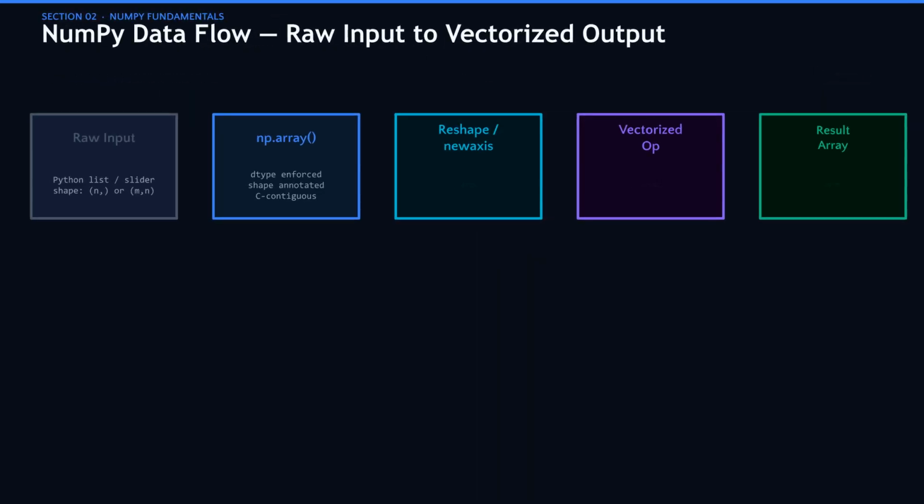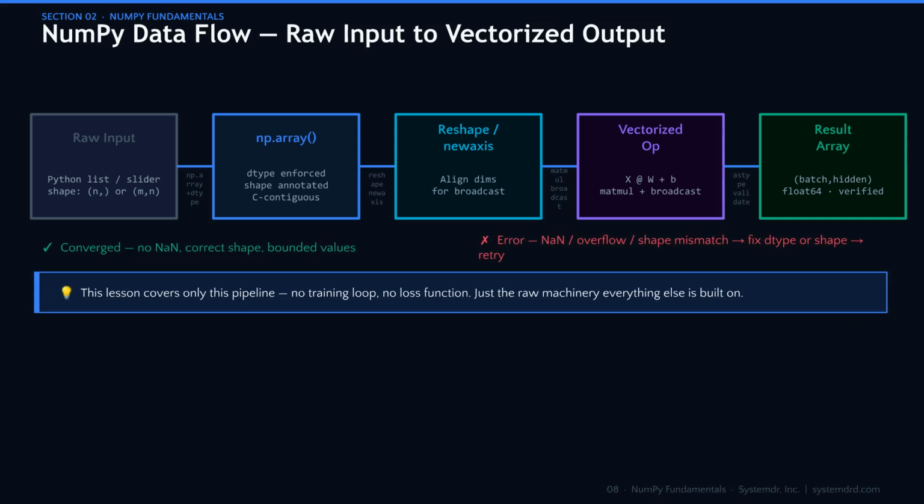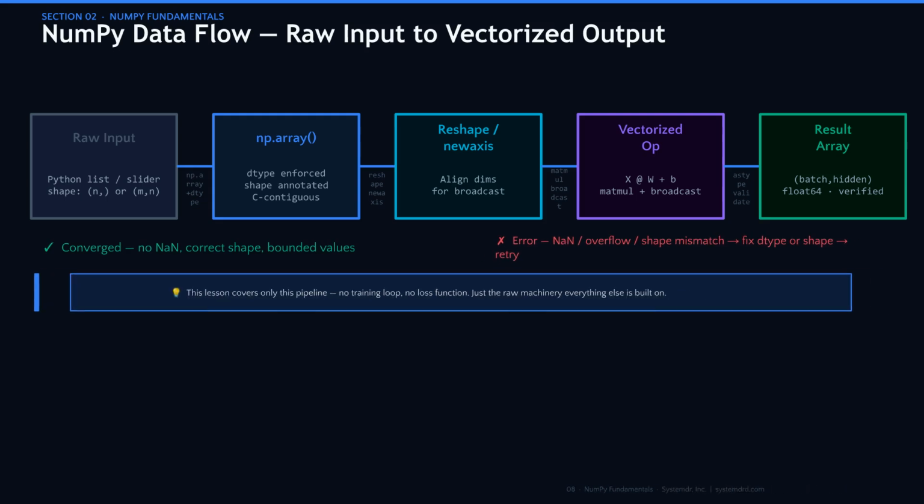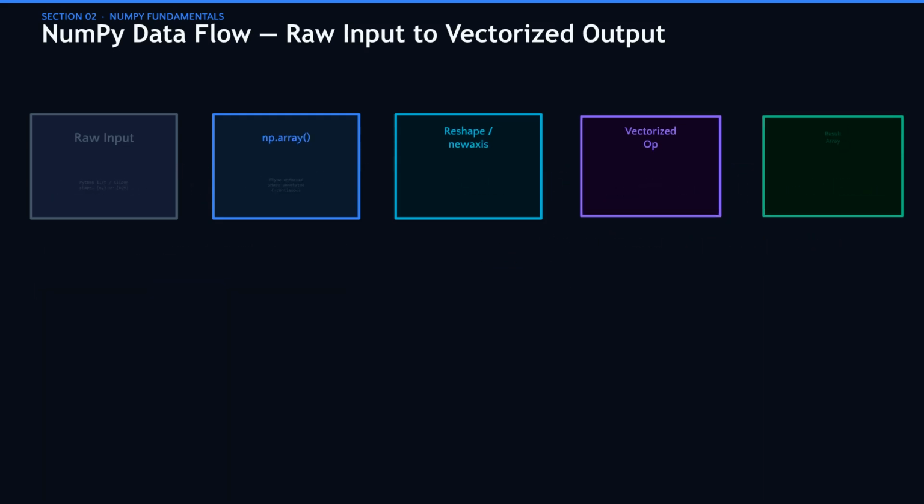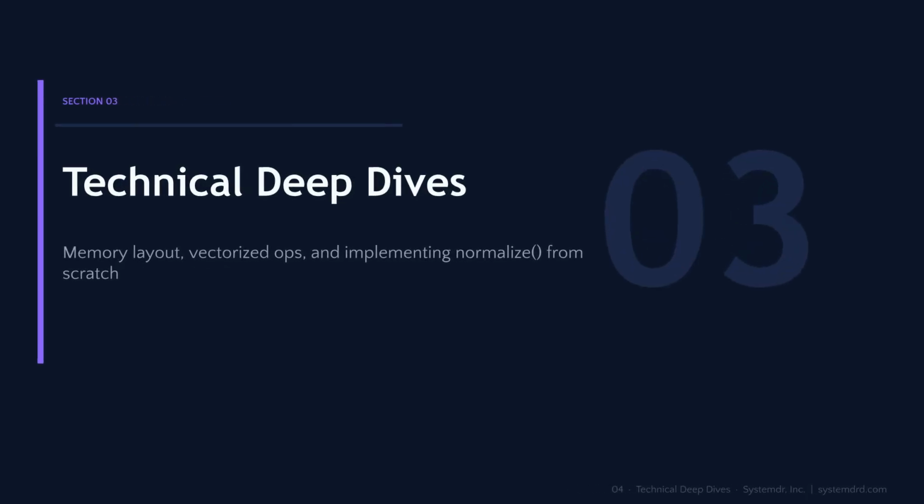The NumPy data flow involves transforming raw input through initialization, explicit reshaping for alignment, vectorized operations, and finally casting and verification. Errors such as NaN or shape mismatches must be addressed before the array can be considered converged and passed to the next stage. In Section 3, we move into technical deep dives. We will examine memory layout, vectorized operations, and implement the normalization function from scratch, applying the concepts we've covered.